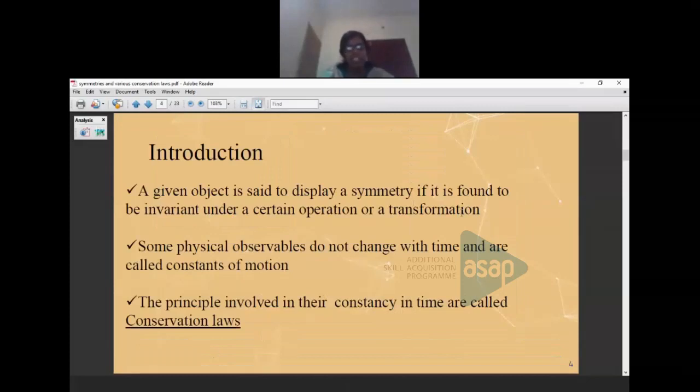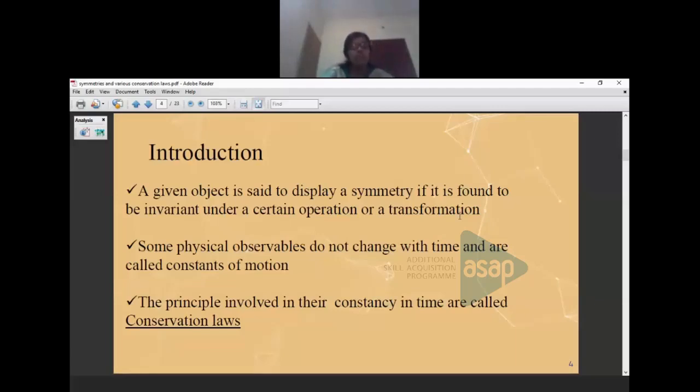Now what is symmetry? Let us say a given object. We define symmetry in physics terms: a given object is said to display symmetry if it is found to be invariant. We may not use the word invariant directly because we are learning quantum mechanics; the term invariant can be used later. Maybe we can say unchanged under a certain operation or transformation. Again, some physical observables do not change with time and are called constants of motion.